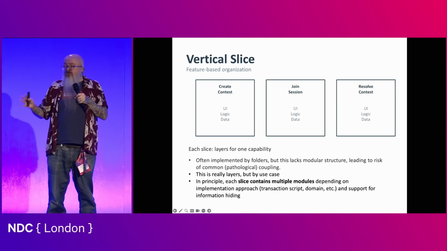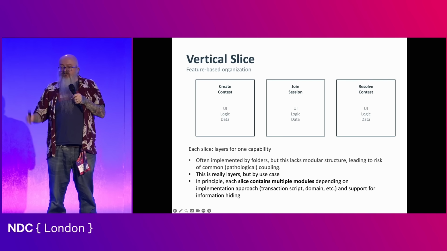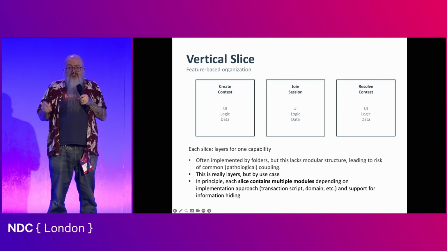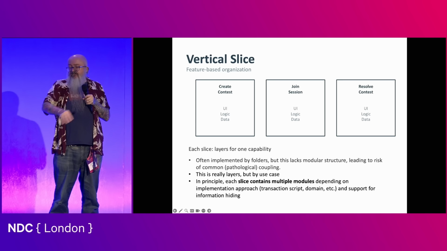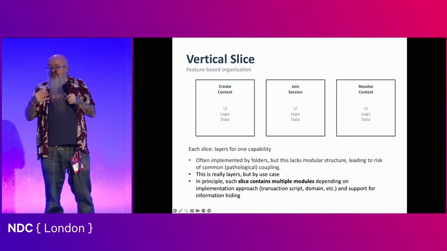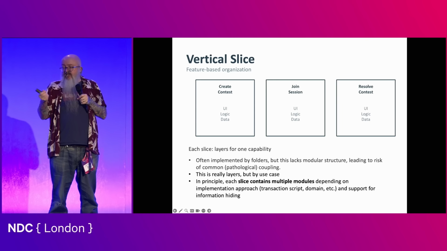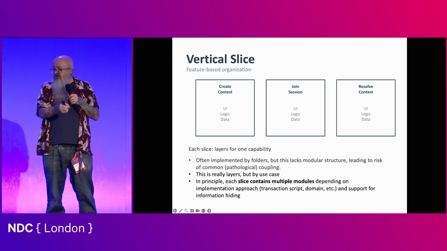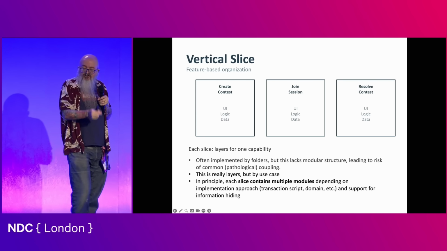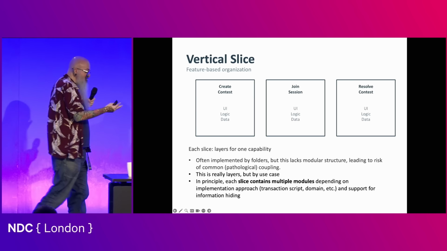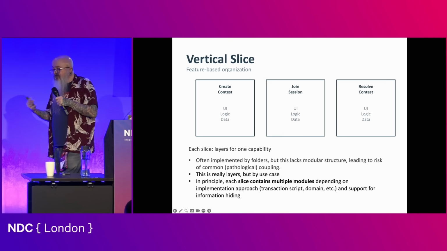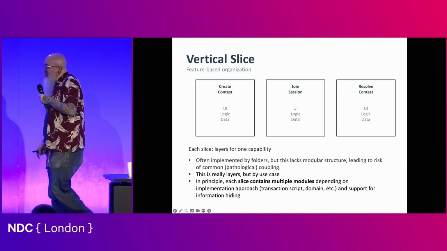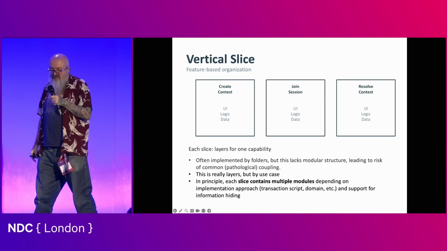But in a good world of vertical slices, what a vertical slice is, is a layered architecture in which you have effectively created slices through that layered architecture, right? And so essentially, what you're saying is the same thing as a layered architecture. You have rules about what can depend on what, and inside your slice, your slice itself represents a narrow portion of functionality. In principle, then, each slice would contain multiple modules.